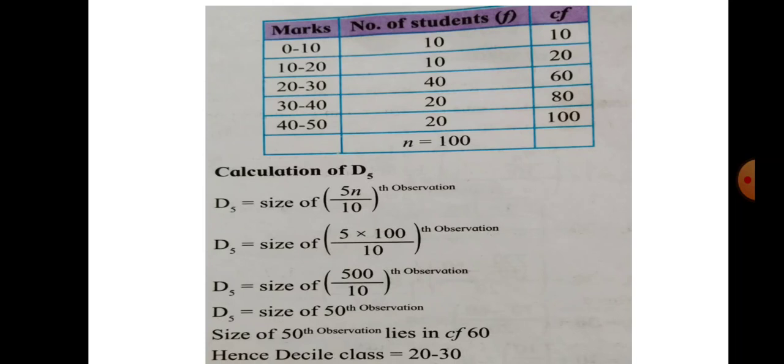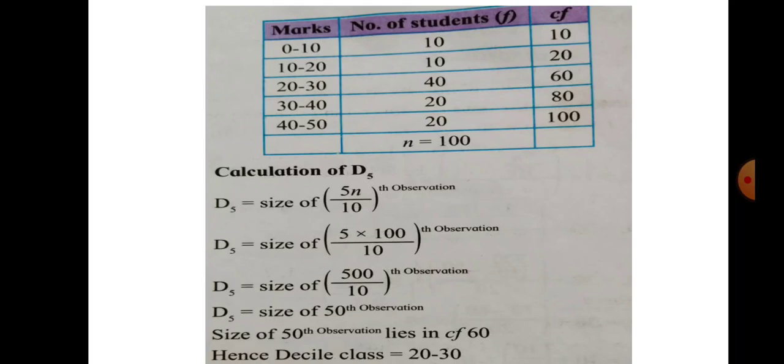Now first, what do you have to find out? You have to calculate d5. Do not directly find out d5. For that you have to find out the decile class for d5. So how to determine the decile class for d5? For that you have to write the formula.